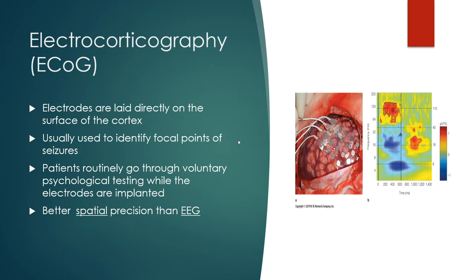So that's ECoG. Same thing as EEG, it's just directly on the brain, and that's preventing the skull from interfering, right? Talking earlier about how those electrical signals will bounce all over the head, so it's hard to pick up where they were coming from. And so this takes out a lot of that guesswork.